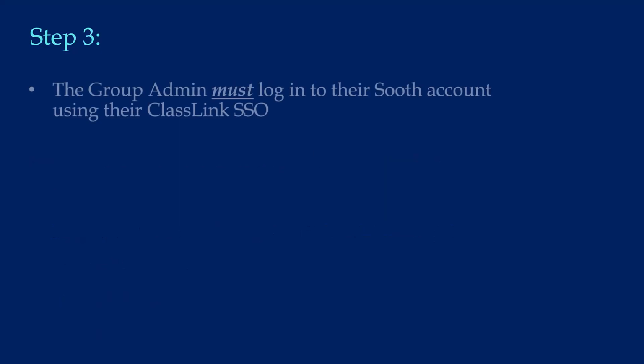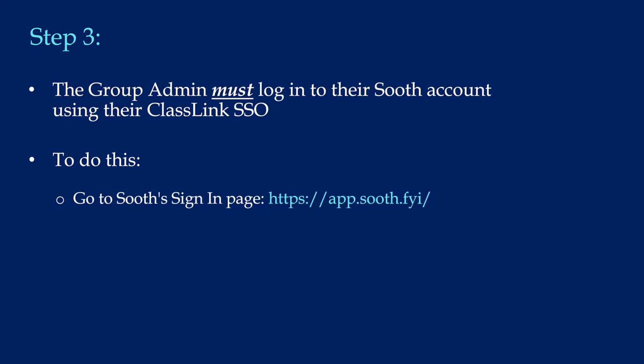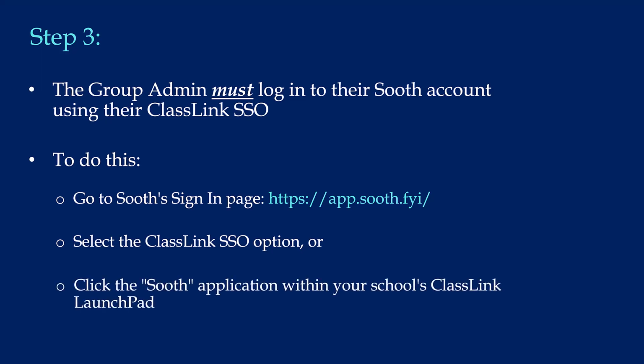And lastly, the group admin must log into their Sooth account using their ClassLink single sign-on in order to utilize and control the ClassLink roster. So to do this, first navigate to Sooth's sign-in page of app.sooth.fyi and then select the ClassLink SSO option. Or you can click the Sooth app within your school's ClassLink Launchpad.